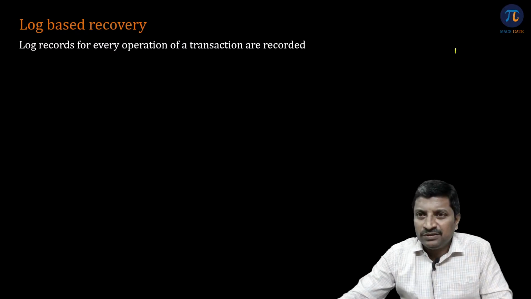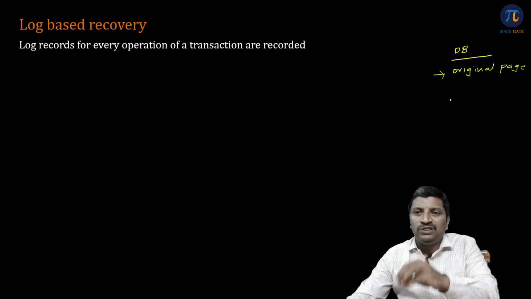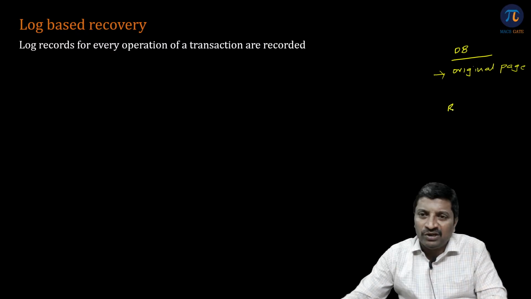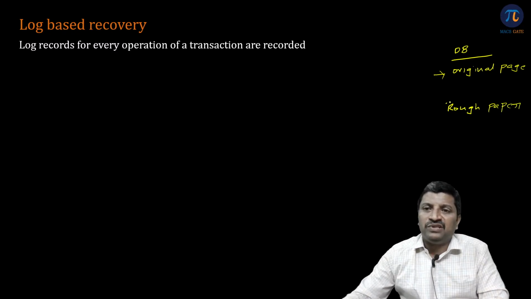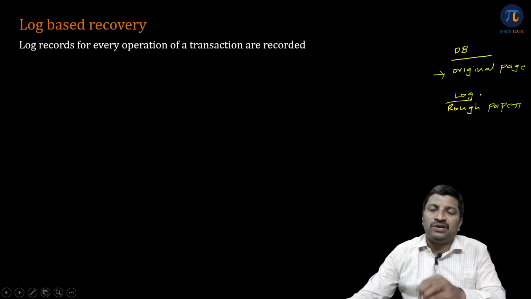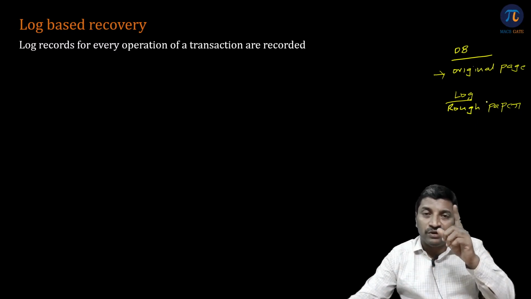What does it mean? Let us assume the DBMS has an original page. Actually, in this page, I want to do the modification. But before doing the modification in the original page, I will verify whether I am able to complete the story or not. That we do in a rough paper. This is called the log file. So first I do all the modifications or all the work in this rough paper. If everything goes smoothly, then I start working on the database.